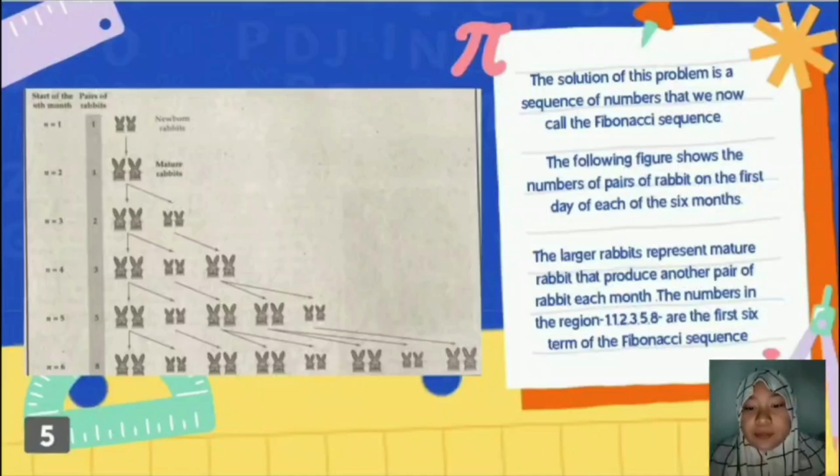The solution of this problem is a sequence of numbers that we now call the Fibonacci sequence. The following figure shows the numbers of pairs of rabbits on the first day of each of the 6 months. The larger rabbits represent mature rabbits that produce another pair of rabbits each month. The numbers in the region, 1, 1, 2, 3, 5, 8, are the first 6 terms of the Fibonacci sequence. So, ito yung statement na ginawa ni Fibonacci.